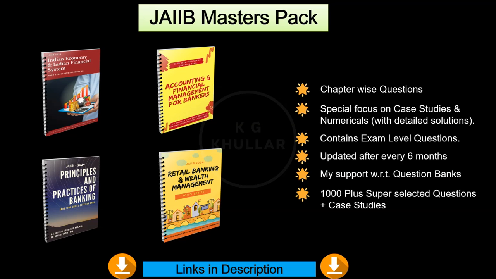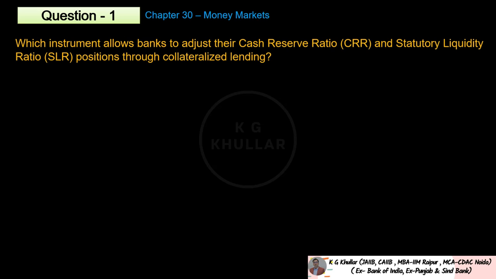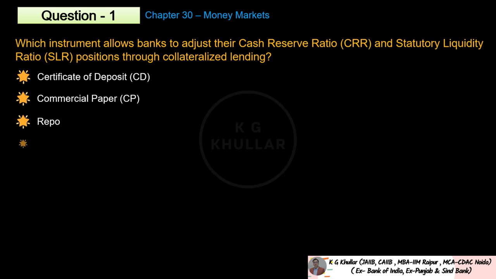So let's start with today's mock test. And the first question is from the chapter Money Markets. And the question goes like this. Which instrument allows banks to adjust cash reserve ratio, that is CRR, and statutory liquidity ratio, that is SLR positions through collateralized lending? And these options are given to you: the first option is certificate of deposit, the second option is commercial paper, the third option is repo and the fourth option is treasury bills.